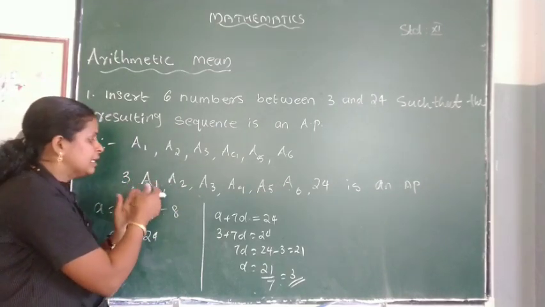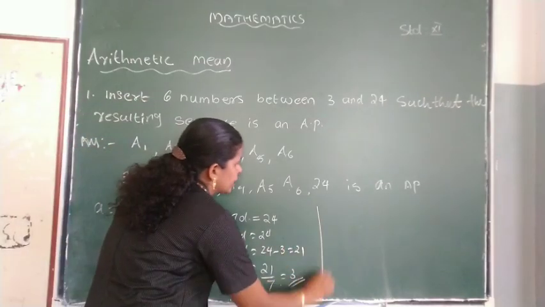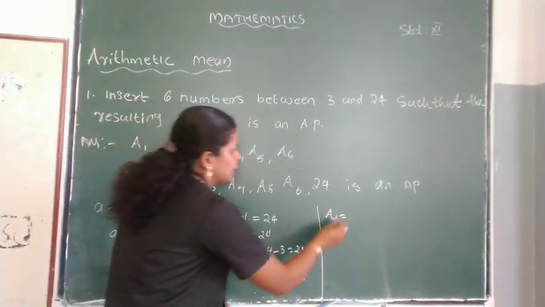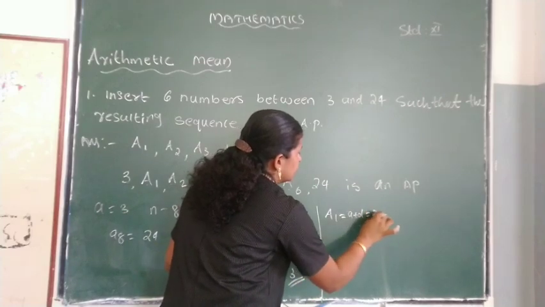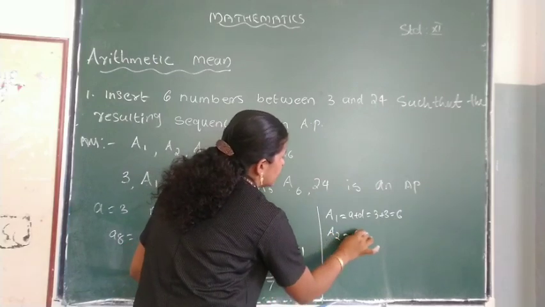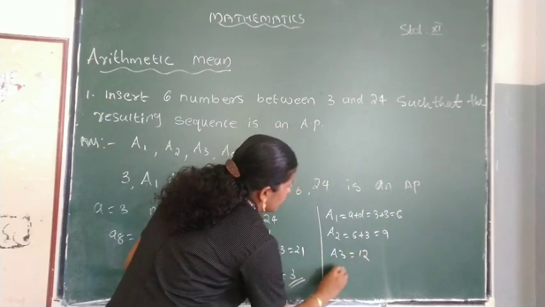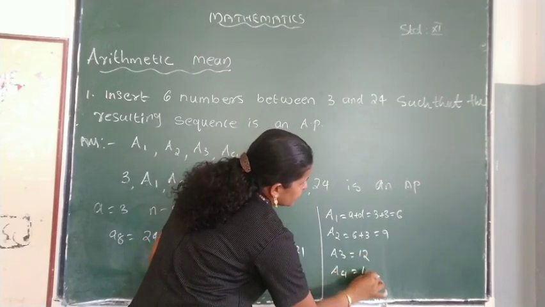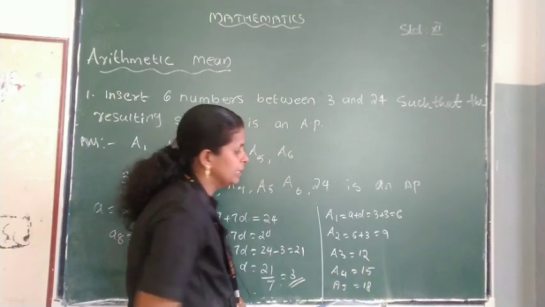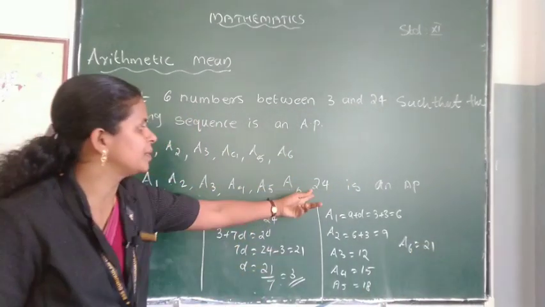That is A1. Then second term plus common difference is what? We will get the third term, right? Okay, so A1 equal to what? First term plus common difference. That is A plus D. A plus D equal to what? 3 plus 3, which is equal to 6. Okay, then we can write A2 equal to what? 6 plus 3, 9. Then A3 we can write 9 plus 3, 12. Then A4 we can write 12 plus 3, 15. Then A5 we can write 15 plus 3, 18. Okay, then A6 we can write 18 plus 3, 21. Then next term is what? 24.